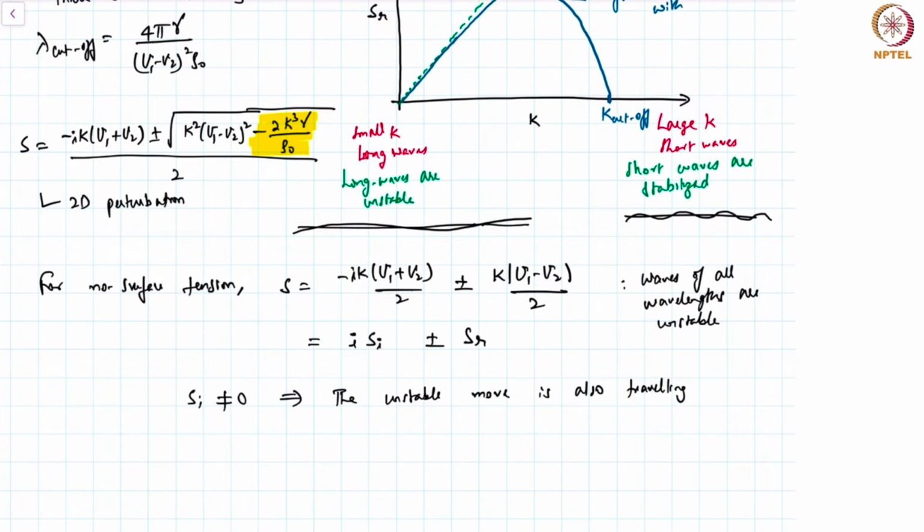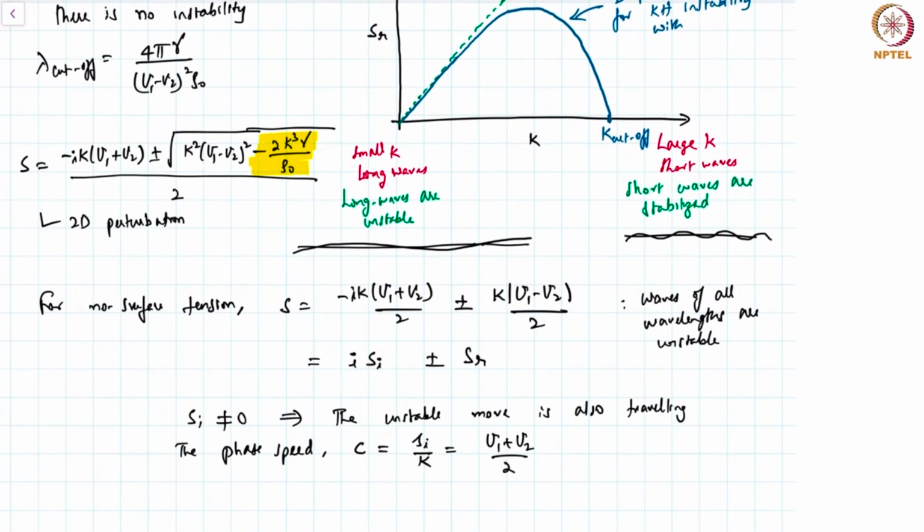Now you can also write down the phase velocity of this motion. Let's call the phase speed c, that will be SI by k, and the sign is not very important. The phase speed is (u1 plus u2) by 2, which means that if I ignore the sign, the magnitude of the phase speed is just the average of the two fluids' velocities. So if you have two fluids with different velocities u1 and u2, and there is an undulation on the surface, this undulation would travel and amplify as it moves in the flow, provided the wavelength is below the cutoff wavelength.